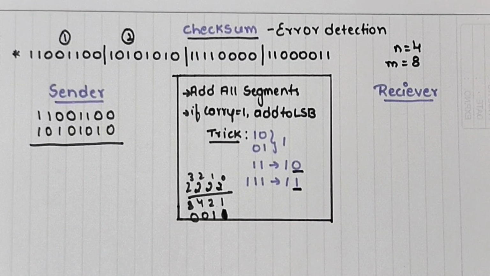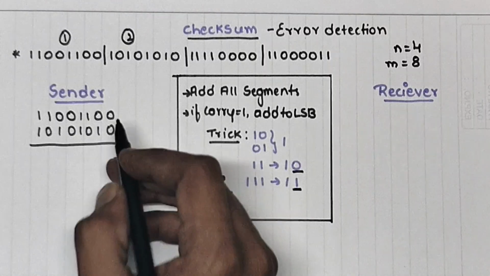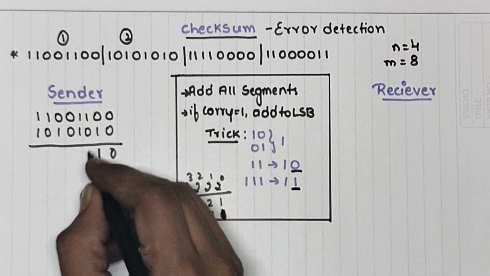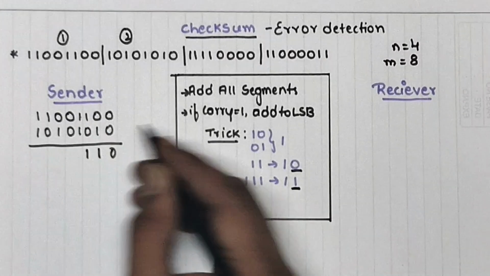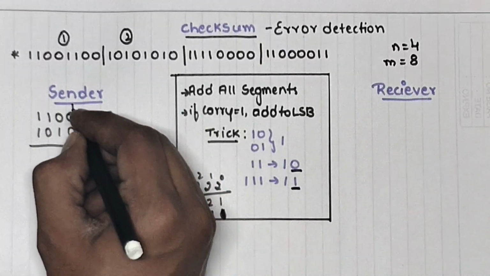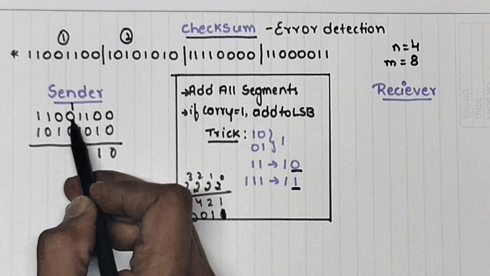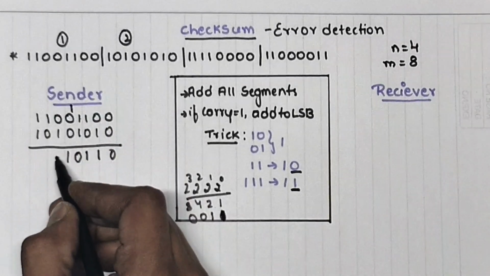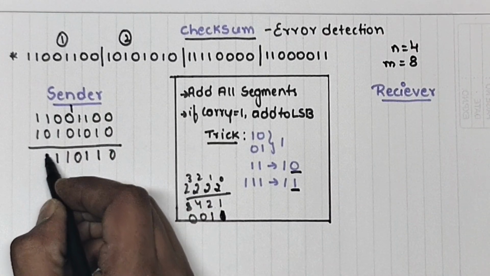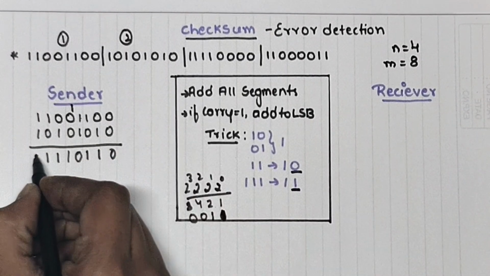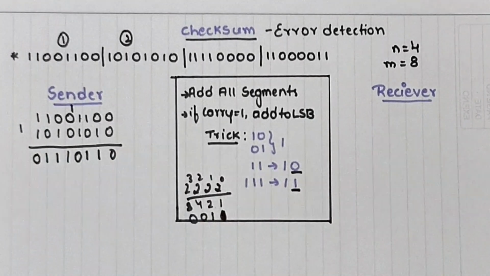Now let's solve the problem. You will understand easily. 0 plus 0 will be 0, 0 plus 1 will be 1, 1 plus 0 will be 1, 1 plus 1 will be 2. How will you represent it? 0 will be the sum and 1 will be the carry. 1 plus 0 is 1, 1 plus 0 is 1. Next, 0 plus 1 will be 1, 1 plus 0 will be 1. Next, 1 plus 1 will be 2. How will you represent 2? 0 will be the sum and 1 will be the carry.